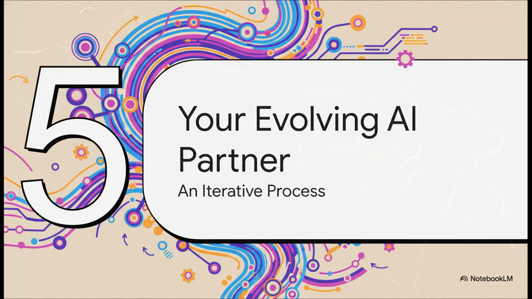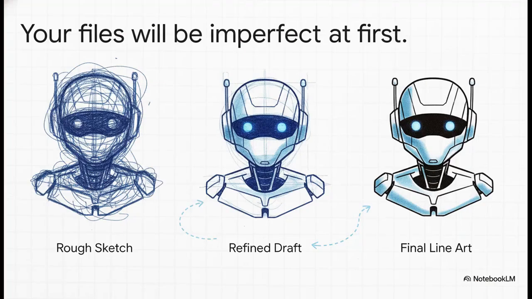Okay, finally, and this might be the most important thing to remember, this is not a set it and forget it kind of thing. You're building an evolving partner, and the real magic happens over time through actually using it. Look, don't try to make it perfect on day one. Your first drafts are going to be incomplete, maybe a little messy, and that's not just okay, that's the whole point. The system is designed from the ground up to get better with time.